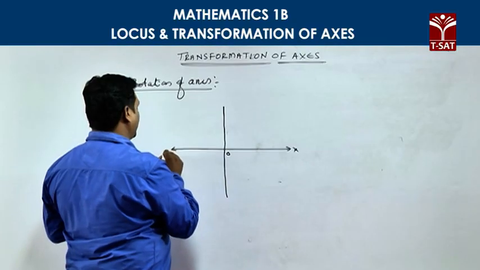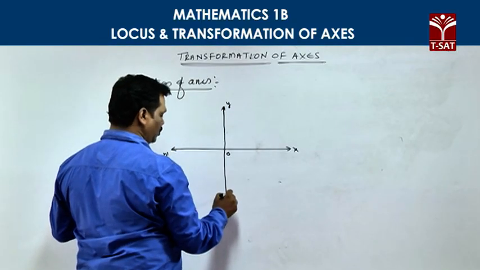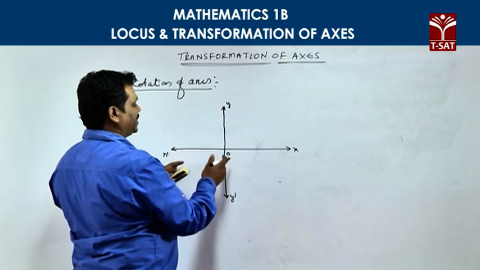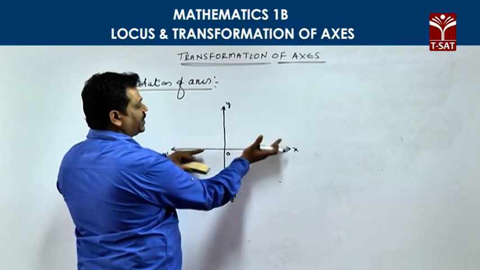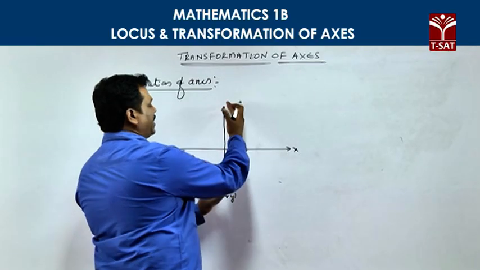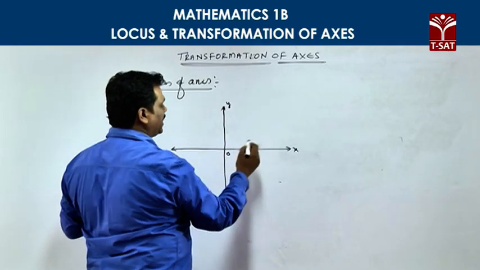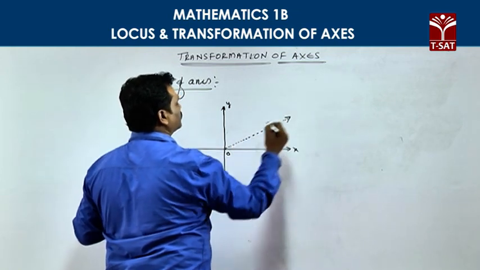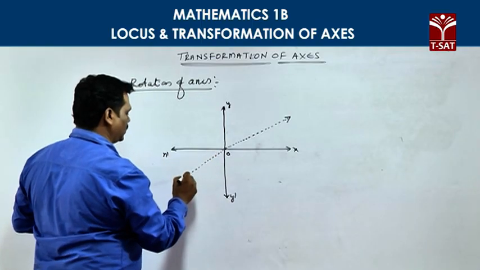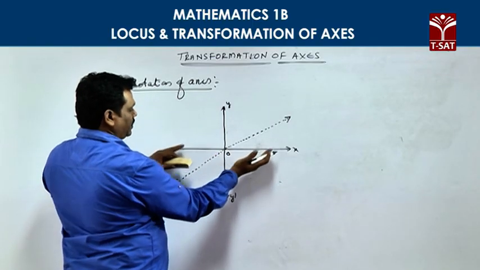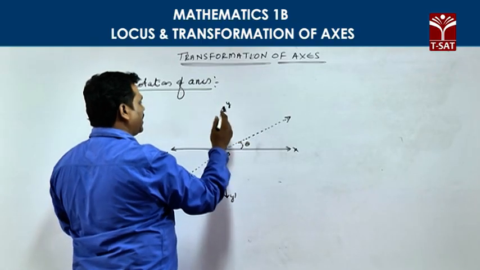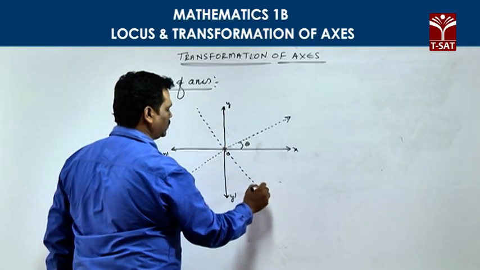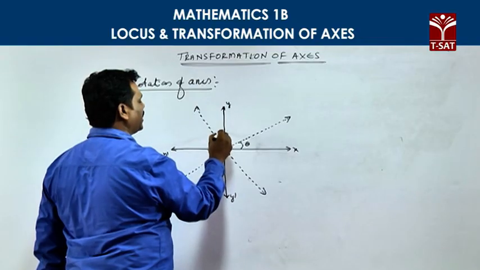XOx' and YOy' are two mutually perpendicular lines. This is the x axis and the y axis. If the axes are rotated through an angle theta, for example, here the x axis is rotated, and the angle here is theta. The y axis is also rotated, and it makes an angle theta.